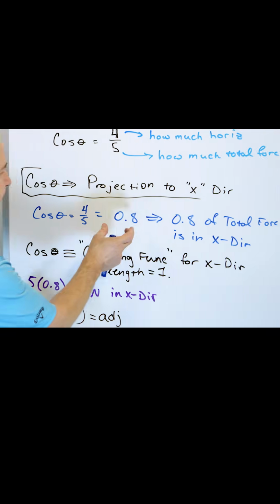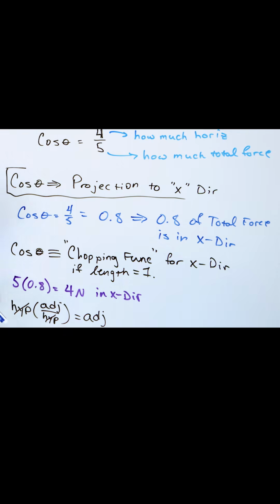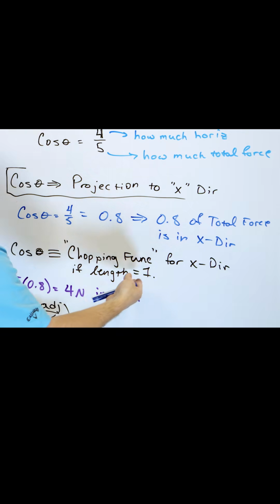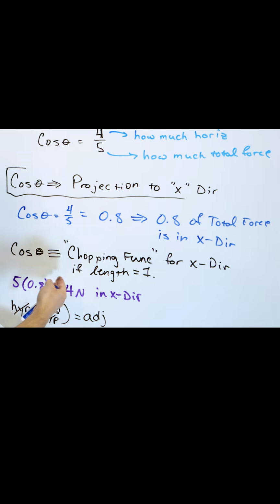Right? And same thing here. Here's your chopping factor in the x direction. If I take that number, assuming that the length is actually equal to 1, that's how much of it would be in the x direction. But my triangle's 5 times bigger than that, so I multiply by the 5, and then I get the actual amount in the x direction.